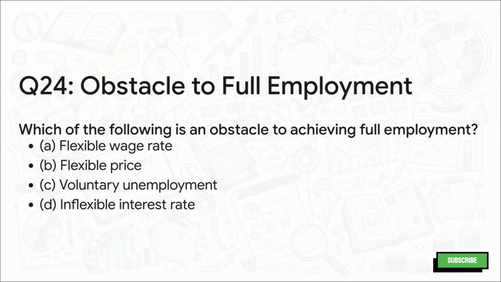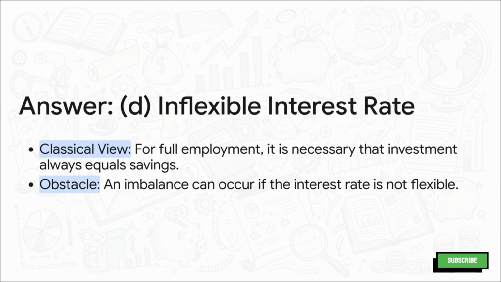Question 24. According to classical theory, which of the following can be an obstacle or a hurdle in achieving full employment? A flexible wage rate, a flexible price, voluntary unemployment, or an inflexible interest rate? The correct answer is D, an inflexible interest rate.